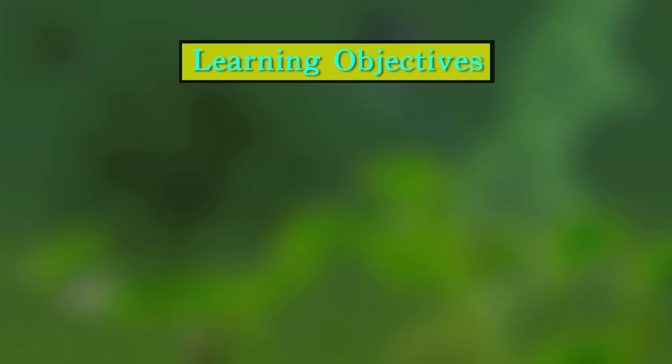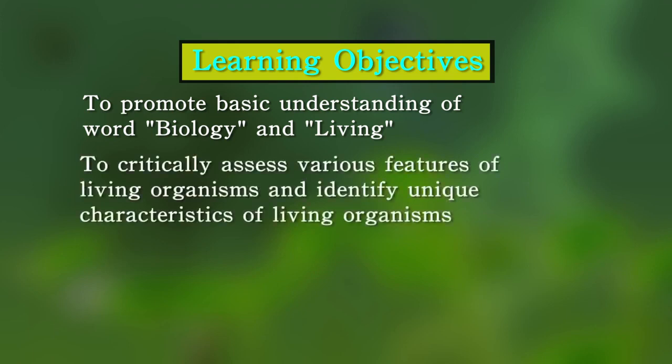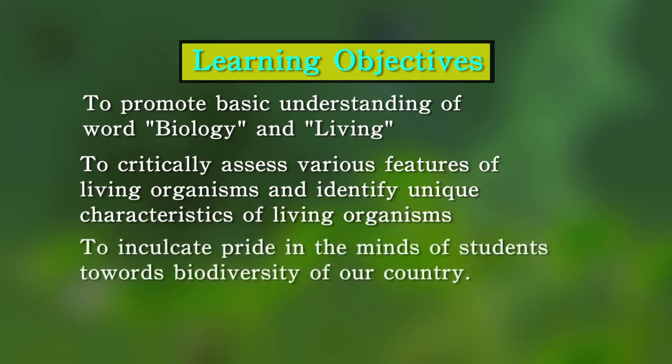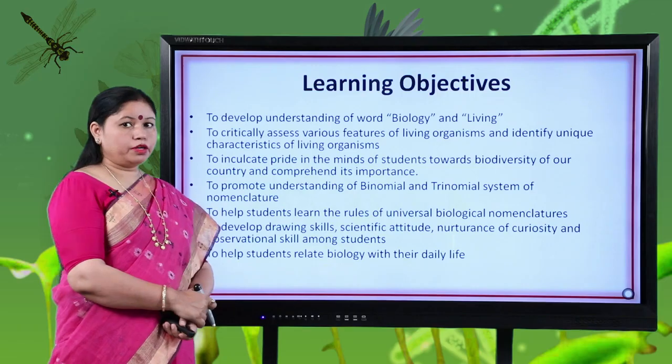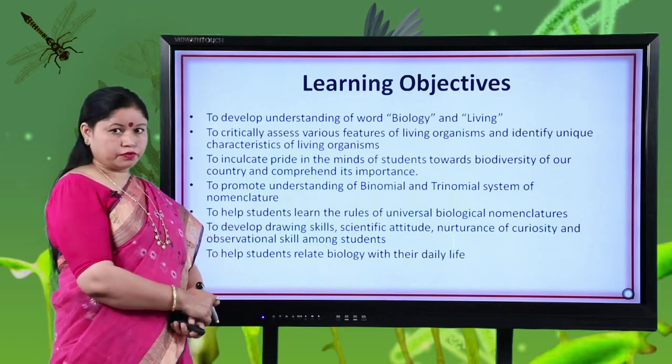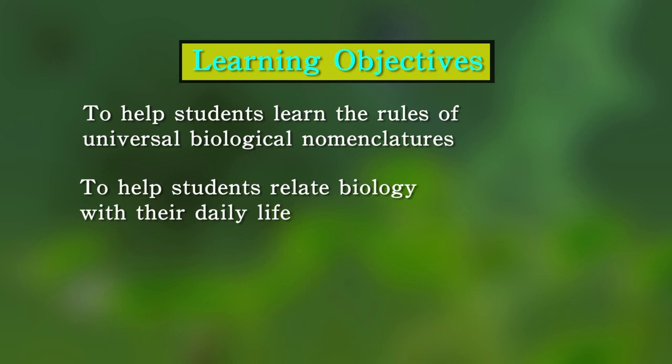These are the learning objectives for today. We will understand the meaning of the words biology and living. We will critically assess various features of living organisms and identify the unique characteristics of these life forms. We will also appreciate the biodiversity in our country. You will also understand how the binomial and trinomial nomenclature system works, and learn the rules of biological nomenclature. At the end of the session, you will be able to relate your subject with your daily life.